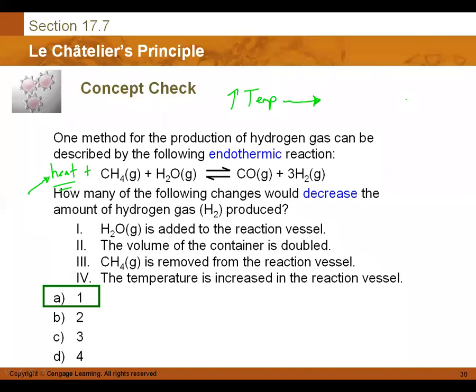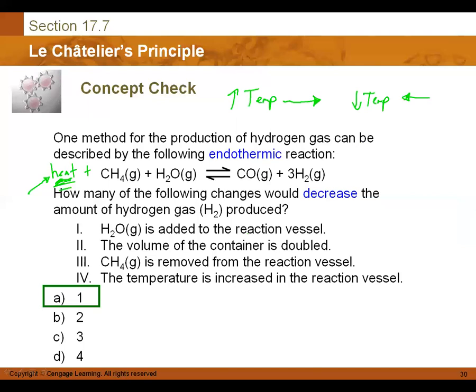If we did the opposite and decreased the temperature, that would be like removing our reactant over here. And when we remove it, it goes towards that side. So again, in this case, it should shift to the left.